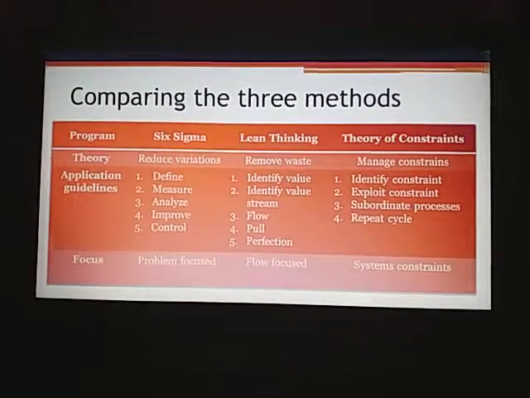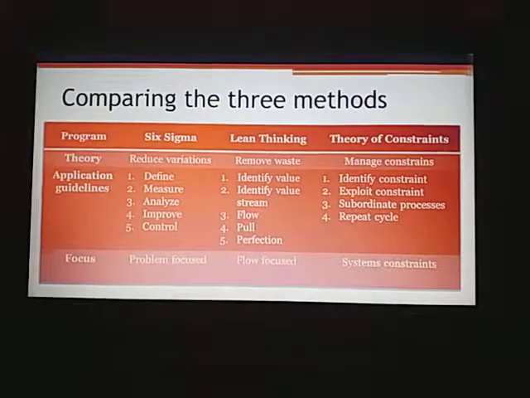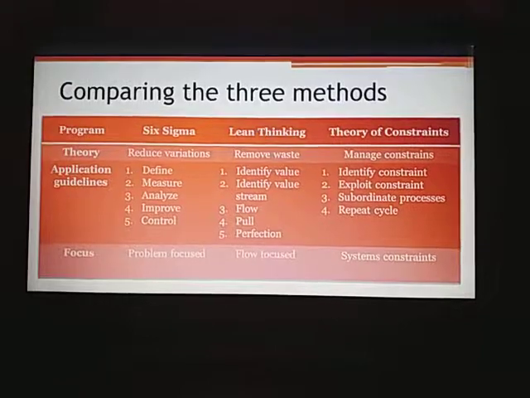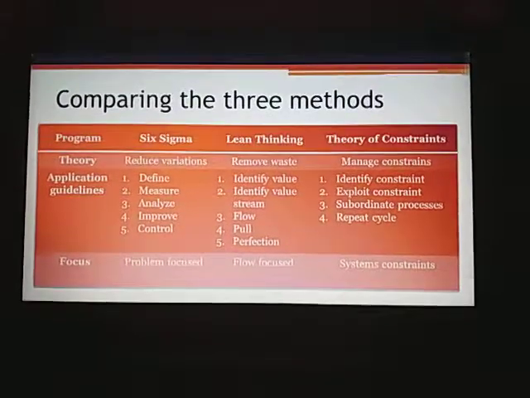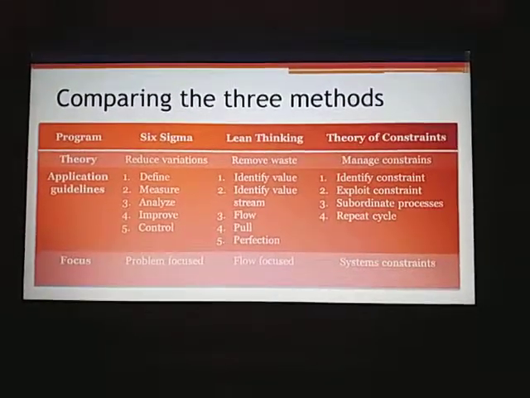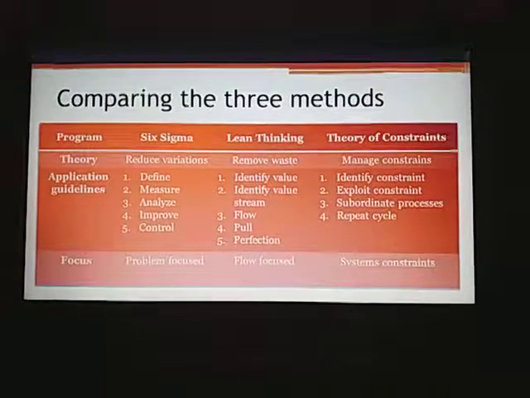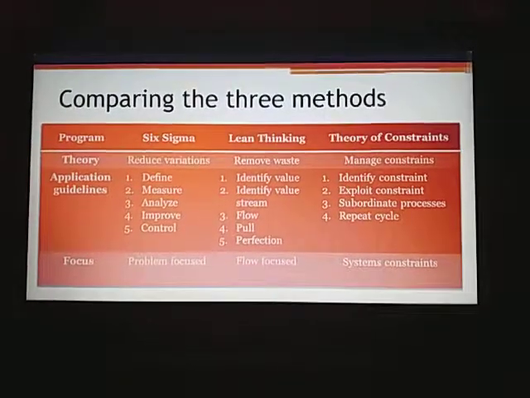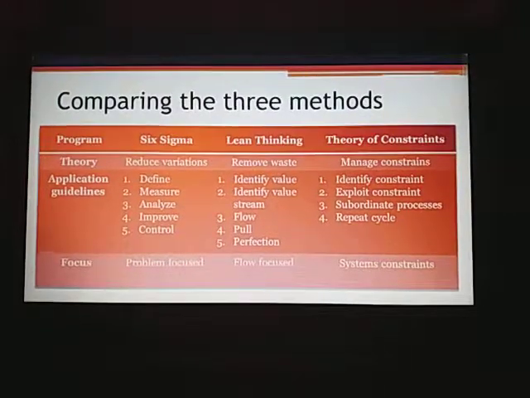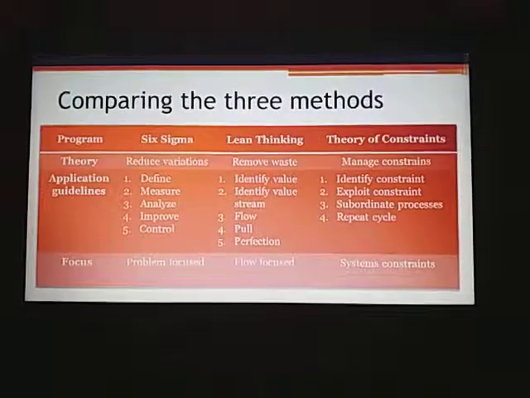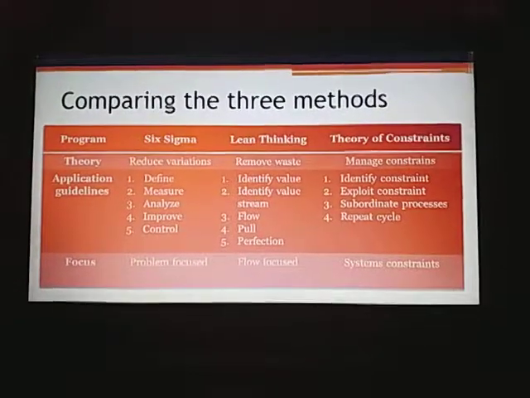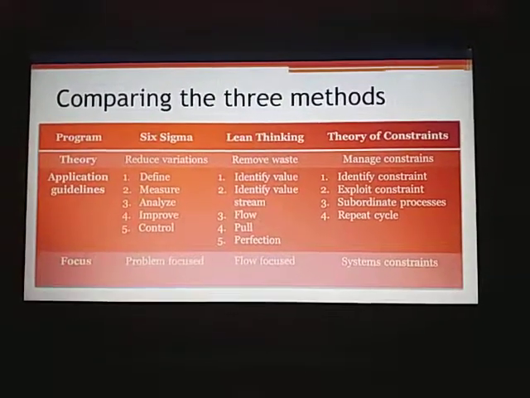In these tables, we can see the similarities and differences of the three methods. For example, focus. In Six Sigma, the focus is problem. In lean thinking, the focus is flow. And in the theory of constraints, the focus is systems of constraint.